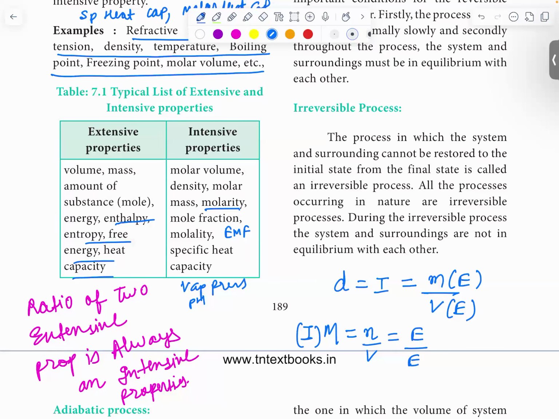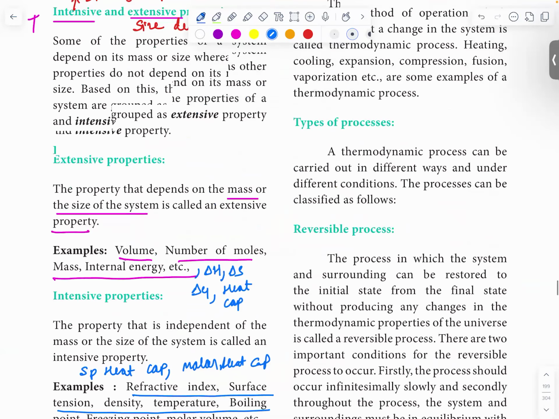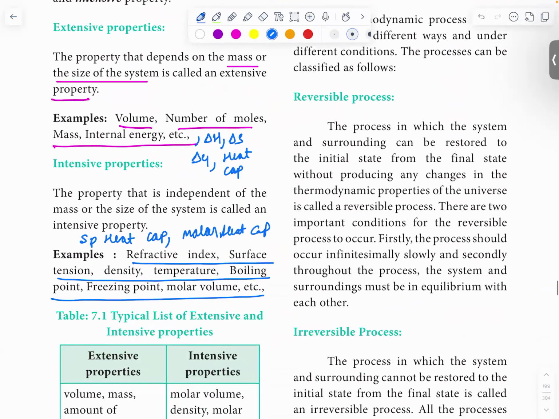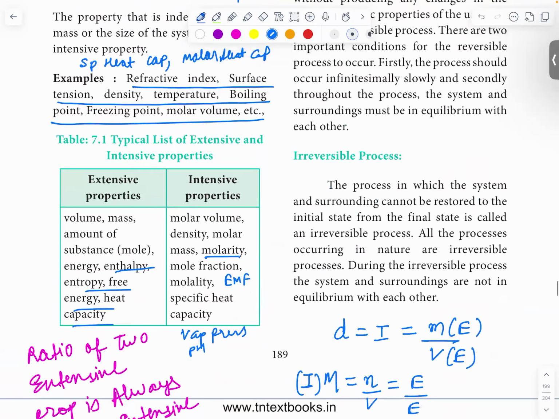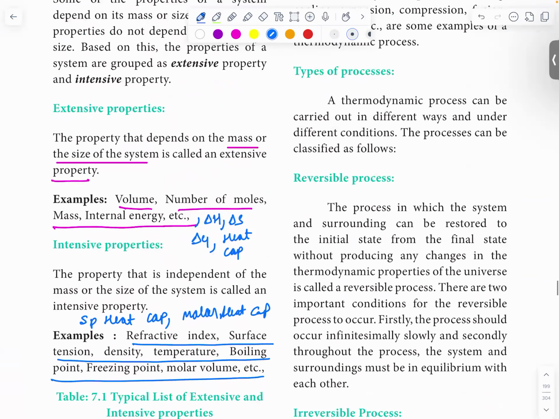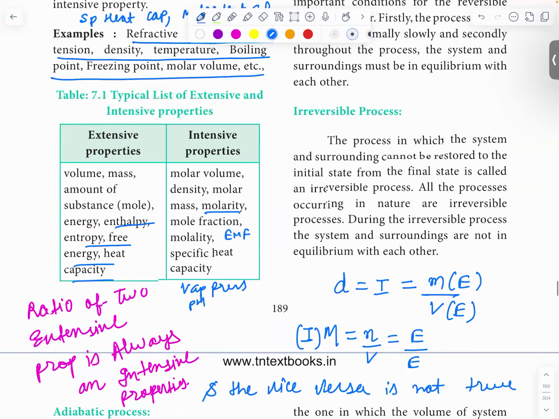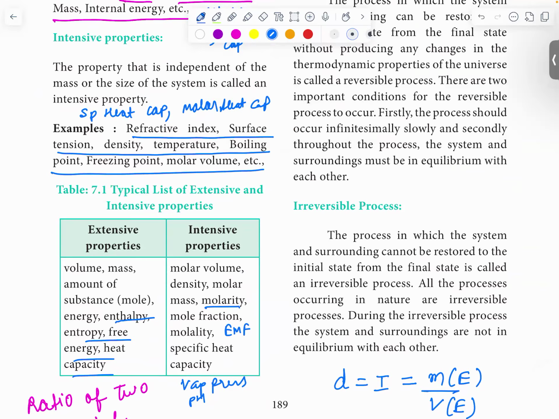But the vice versa is not true. It means the ratio of two intensive properties need not be intensive in nature. But the ratio of two extensive properties is 100% going to be intensive in nature. So this is the part that you have to understand very well, because from this part a question generally comes, and you are asked which of the following properties are extensive and which of the following properties are intensive.